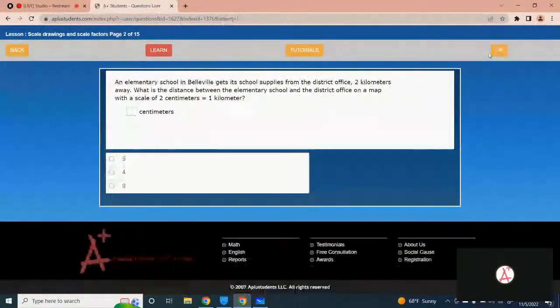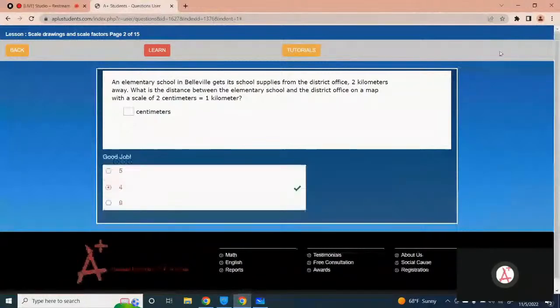Okay, that's the one we did on board, isn't it? An elementary school in Belleville gets its school supplies from the district office 2 kilometers away. What is the distance between the elementary school and district office on a map with the scale of 2 centimeters equals 1 kilometer? Yes, that's the one we did on board. So the answer for this question is 4. Just select the correct option and click on the OK button.